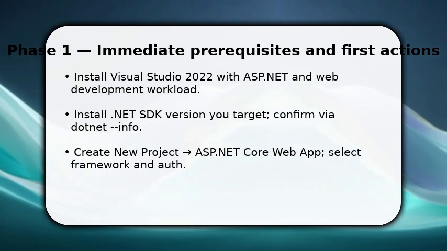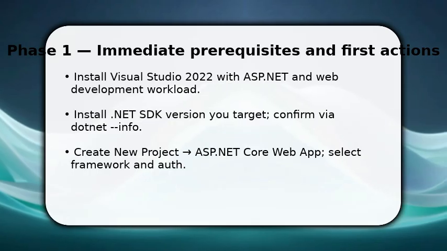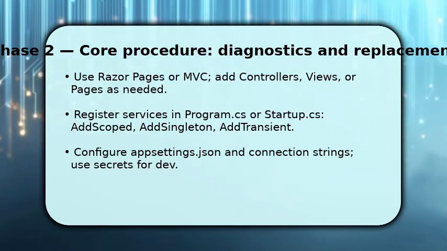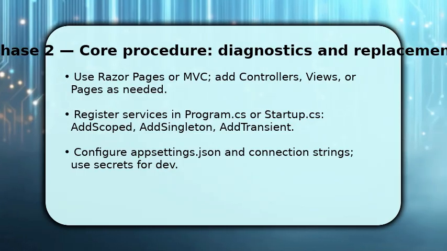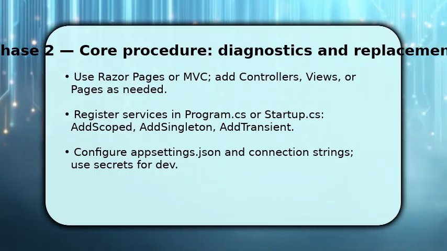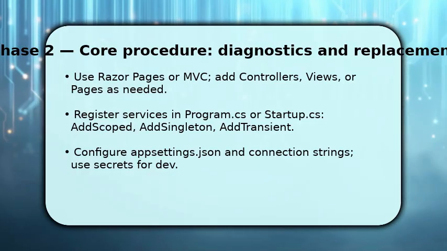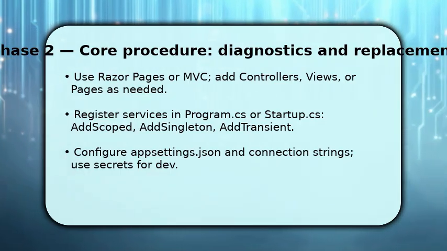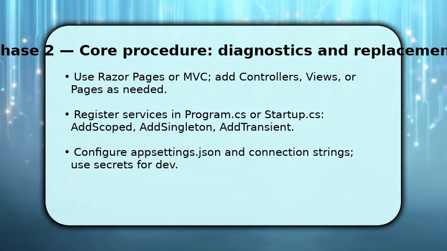Next, you expand the scaffold into functional features. Choose Razor Pages or MVC and add controllers, views, or pages for each route. Register your services in Program.cs or Startup.cs. Use AddScoped for request services, AddSingleton for app-wide state, AddTransient for lightweight instances. Configure appsettings.json for logging and connection strings, and use secret storage during development. Once wired, inject services into constructors. Run migrations if using EF.